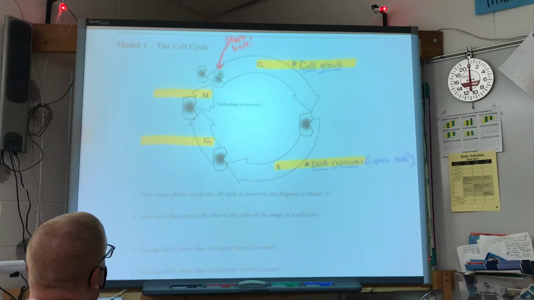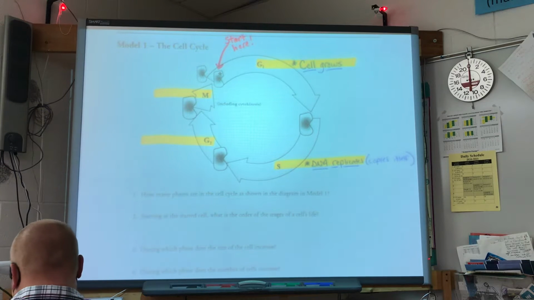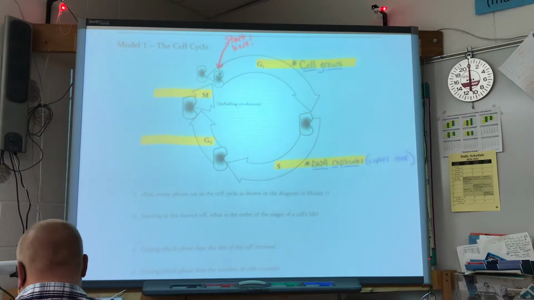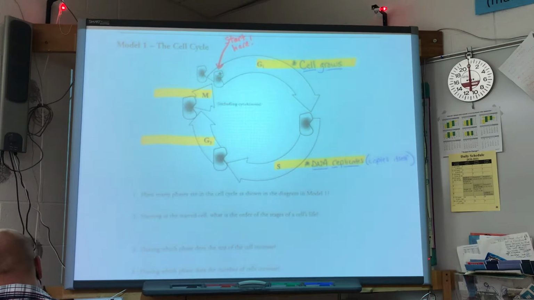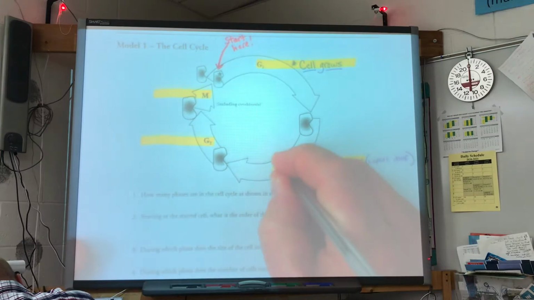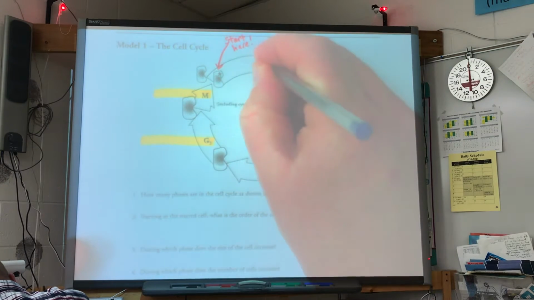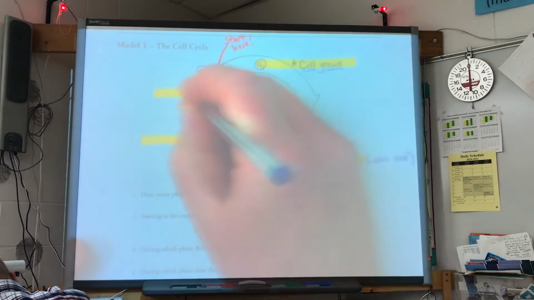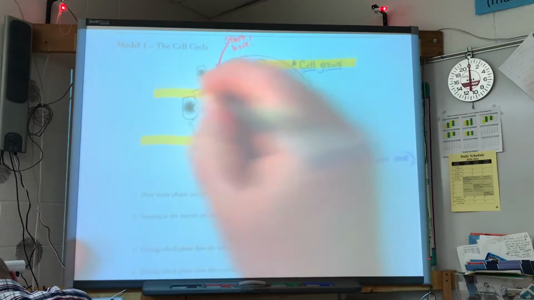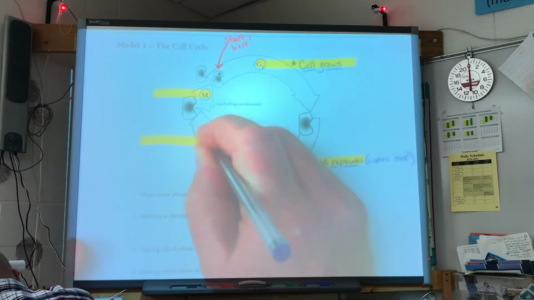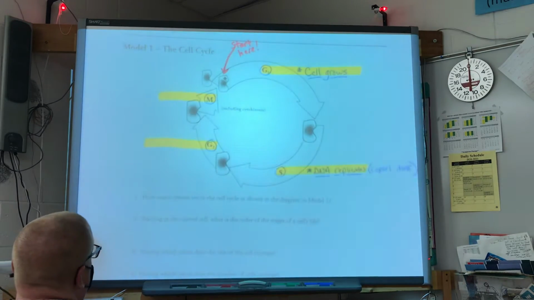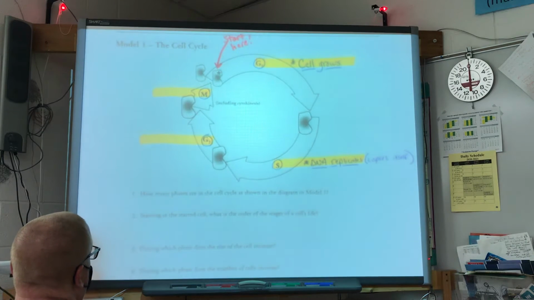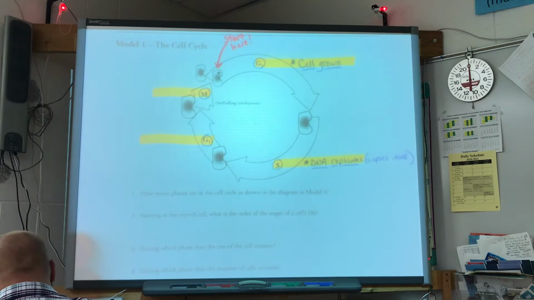Because during M phase, the cell's going to split. And half of the genetic information is going to go in one, I should reword that. 1 copy, that's better. 1 copy of the DNA is going to go into 1 cell, and the other copy is going to go into the other cell. So when we're done, each cell will have a complete set of DNA. And it's an identical copy genetically. So that replication occurs in S phase.